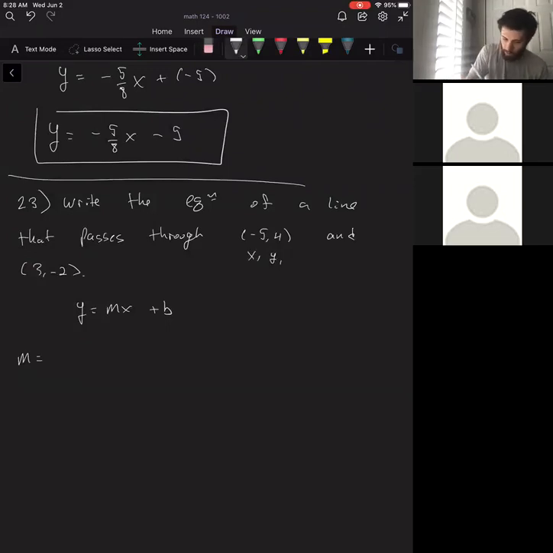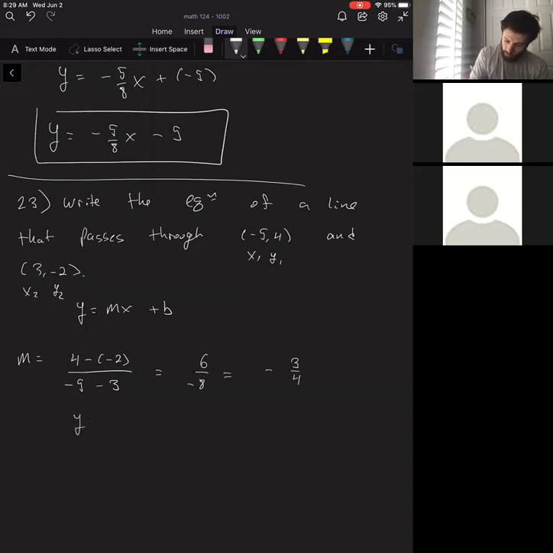So x1, y1, and here is x2, y2. So our slope then is going to be 4 minus minus 2 all over -5 minus 3. Let's see, 4 minus minus 2, and then -5 minus 3. So what we get here on the top is 6, and on the bottom is -8. So that's going to be -3/4. So with that, now we can plug that into our line.